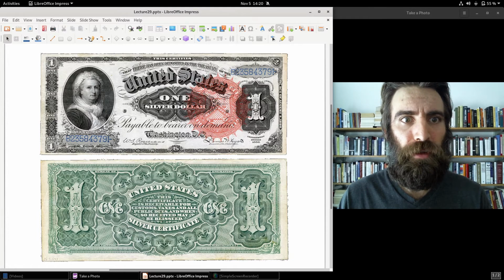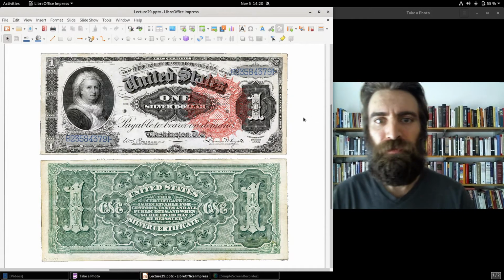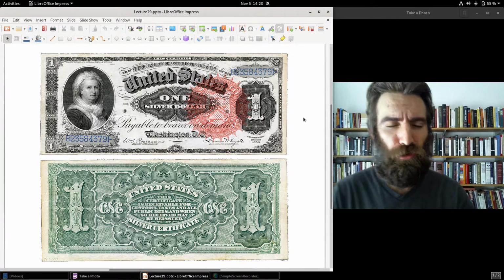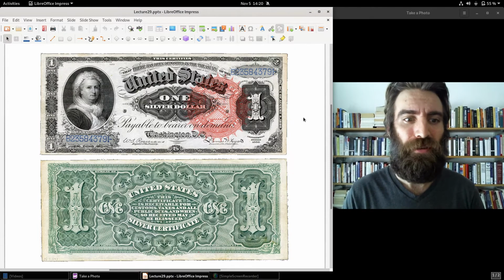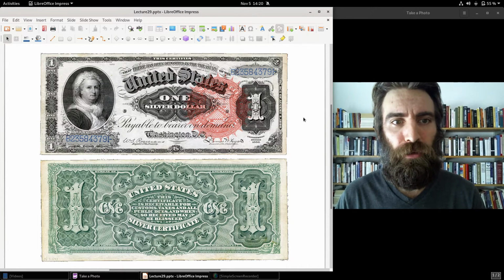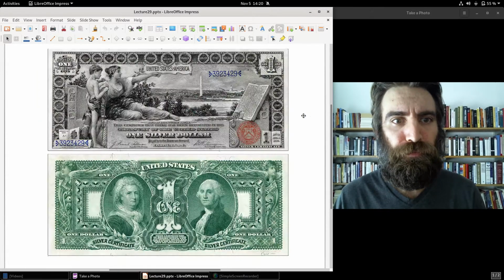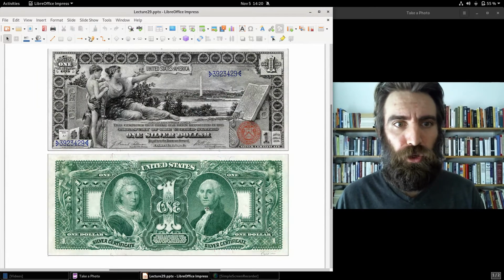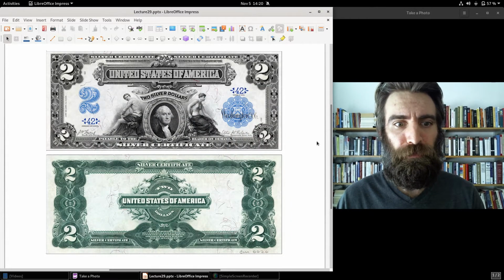This certifies that they have been deposited in the Treasury of the United States, 1 silver dollar payable to the bearer on demand, Washington, D.C. Martha Washington. It's actually interesting. In the 19th century, there were way more women on the currency than there are today. I mean, today, I guess we just have Sacagawea on the coin that nobody actually uses. In the 19th century, quite a few women. There's Martha Washington. There's Martha again with George on a $1 silver note.